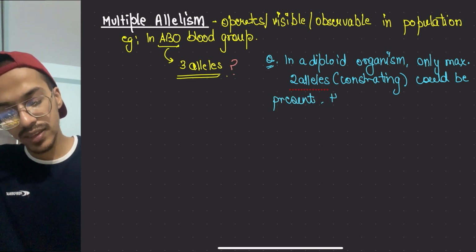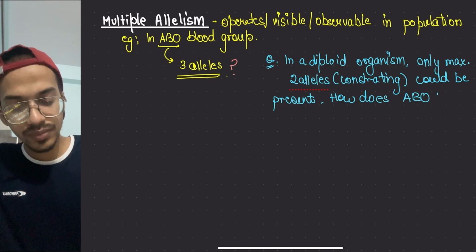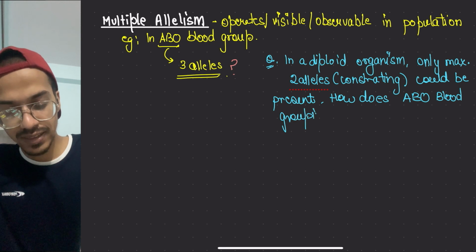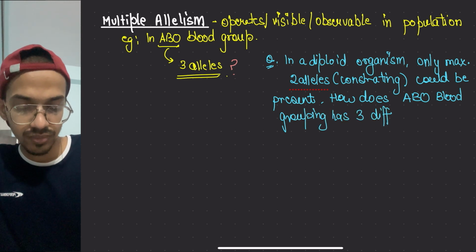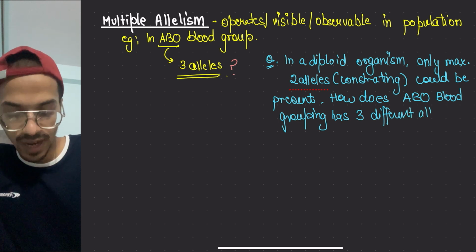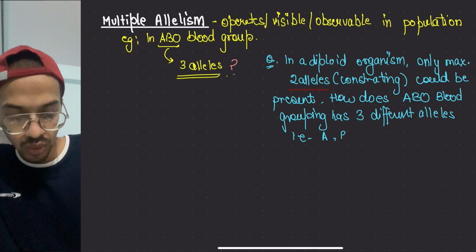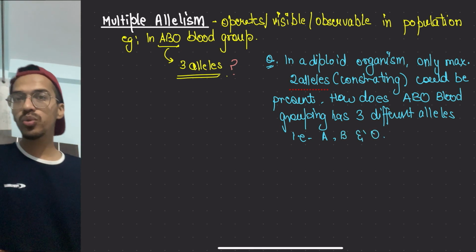How does ABO blood grouping have three different alleles? That is A, B and O. Good question, na? That is how it is happening over there.